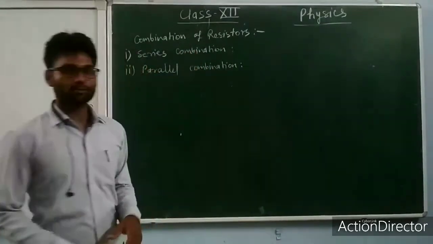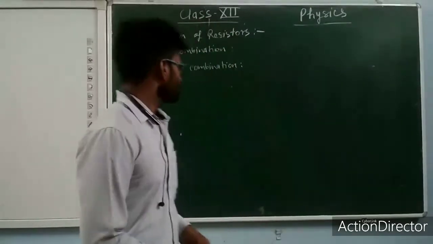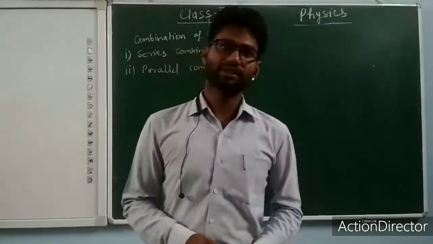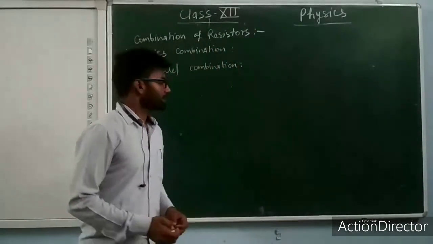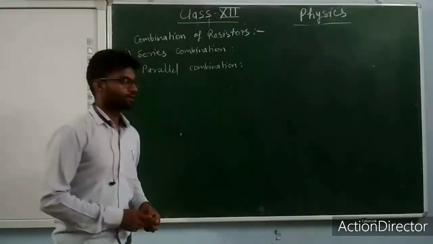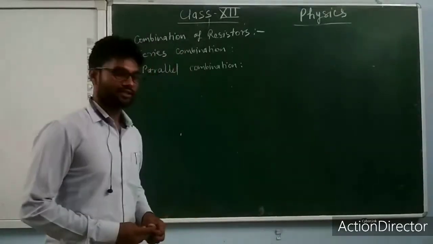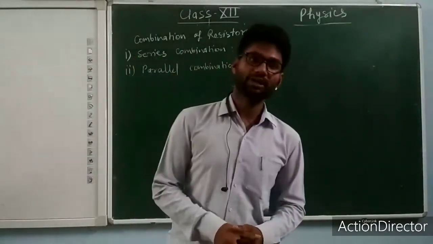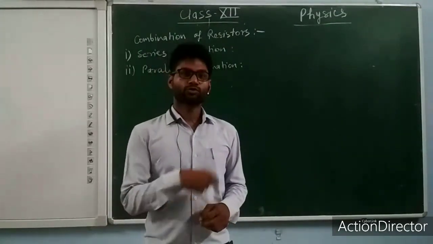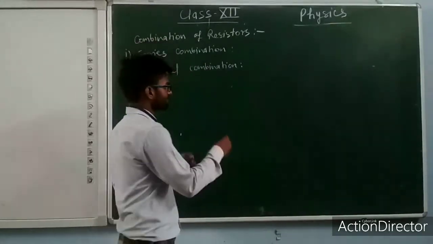So firstly I am going to discuss the series combination, right? When more than one resistor are connected one by one in series, then the combination of the resistors is called the series combination. What is the property of series combination? In series combination, the same current flows throughout the circuit, right? So I am considering three resistors here.